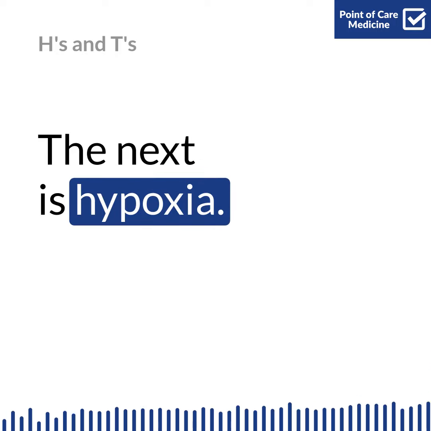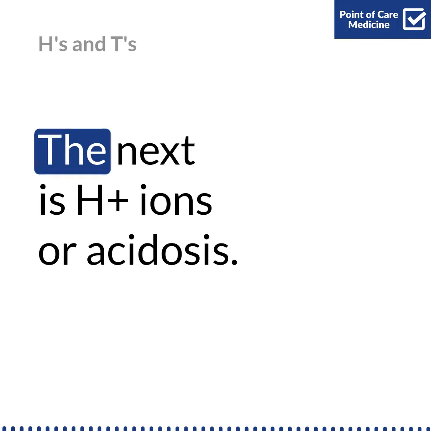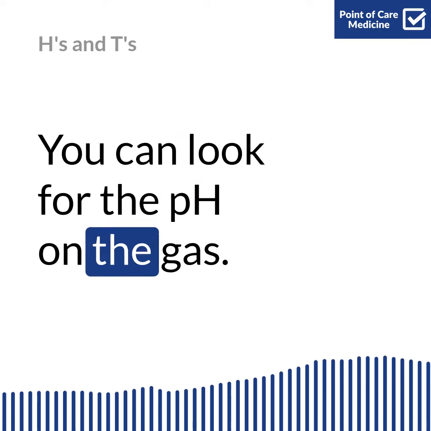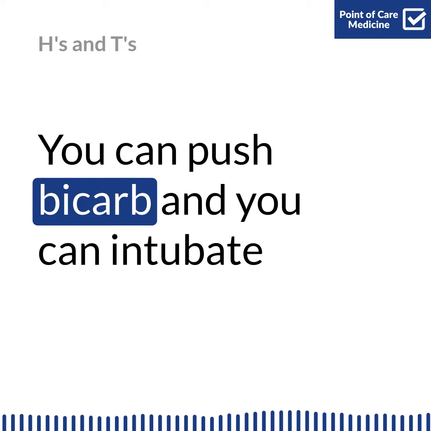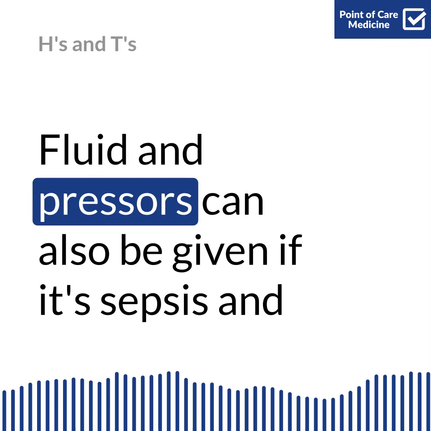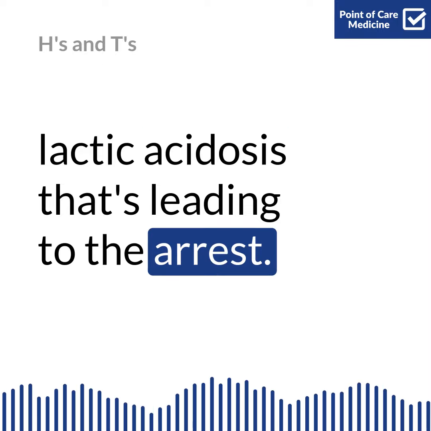The next is hypoxia. Really all you can do there is oxygenate and intubate. The next is H+ ions or acidosis. You can look for the pH on the gas, you can push bicarb, and you can intubate so that you can help blow off CO2. Fluid and pressors can also be given if it's sepsis and lactic acidosis that's leading to the arrest.